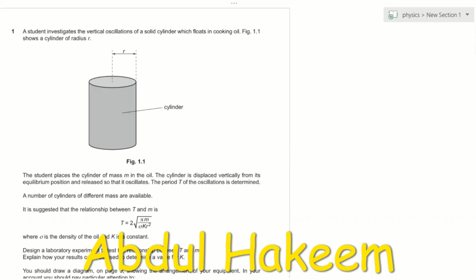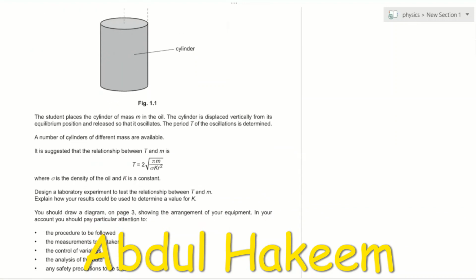The student places the cylinder of mass m in the oil. The cylinder is displaced vertically from its equilibrium position and released so that it oscillates. The period T of the oscillation is determined. A number of cylinders of different masses are available. It is suggested that the relationship between T and m is T equals 2 pi under root pi m over rho sigma k r squared, where sigma is the density of the oil and k is a constant.